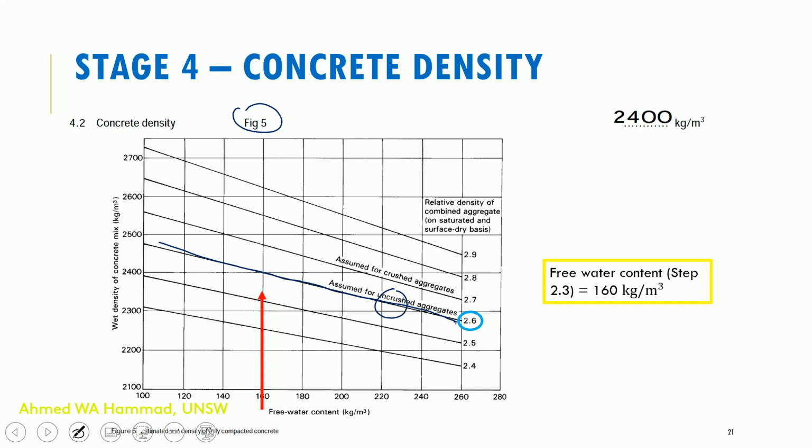And then the free water content is what I computed previously, and that was 160. So that's on the x-axis. If I go up until I hit that line, and then you go across, you obtain 2,400, and that's a measure of the wet density of your concrete mix, and that's the figure that I placed in the space for step 4.2.